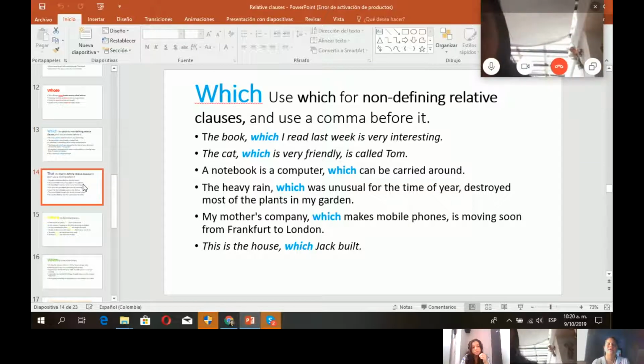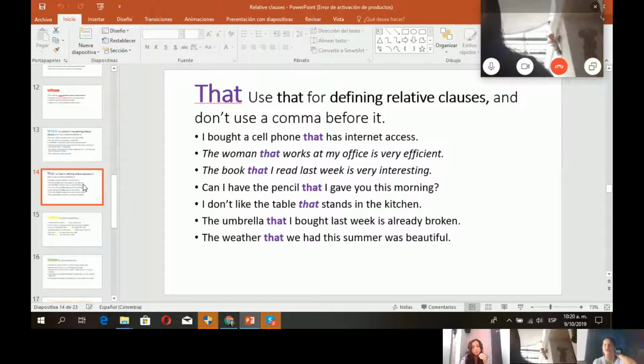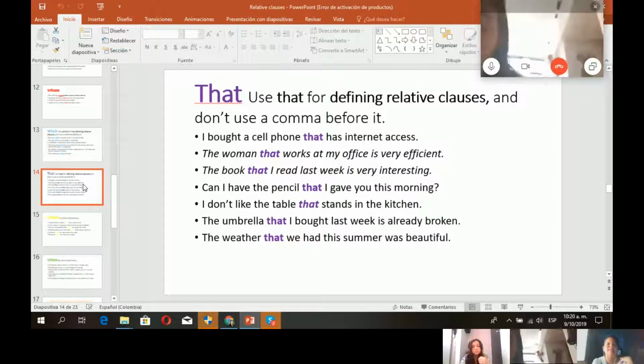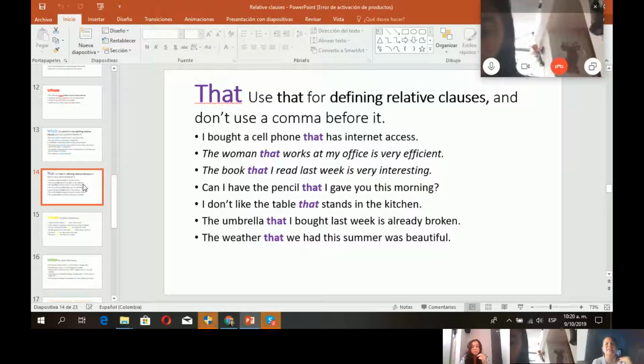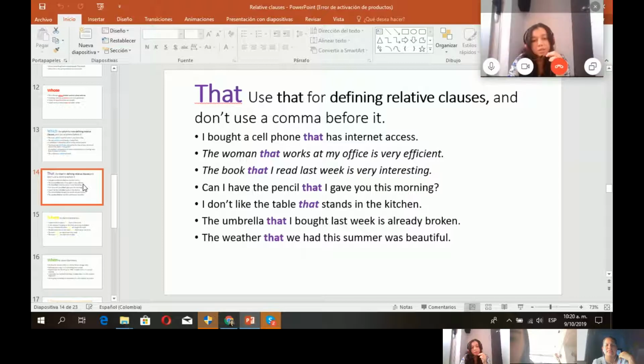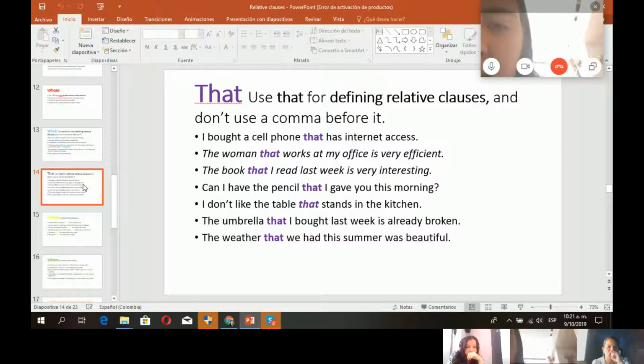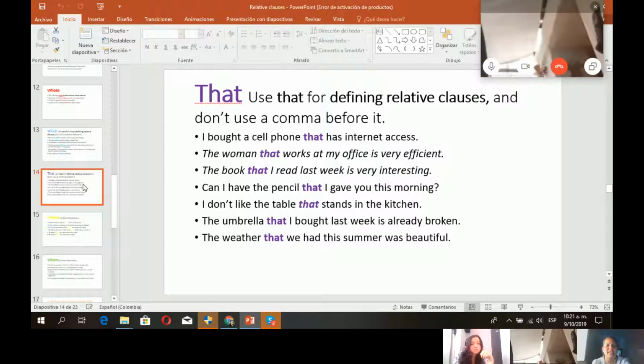And now we can see that. Use that for defining relative clauses and don't use a comma before it. Number one, I bought a cell phone that has internet access. Number two, Angie, please. The woman that works at my office is very efficient. Third, Maria. Can I have the pencil that I gave you this morning?